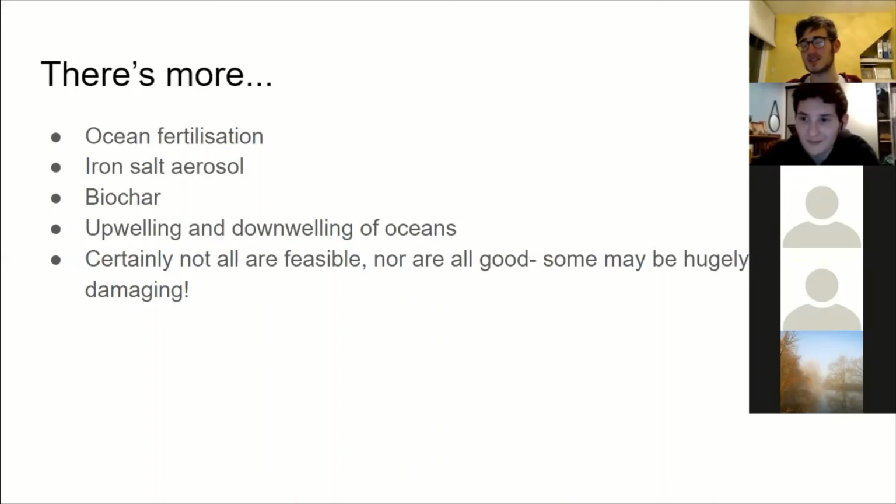Iron salt aerosol, which is a very complicated mixture of ways that you can insert certain salts into the atmosphere, which can then react with all sorts of things and has all sorts of very complicated impacts. But one of the key problems with that is a large scale ecosystem change that we've had no research into at the moment, really. So I wouldn't rely on that at all. I think it could be severely damaging.